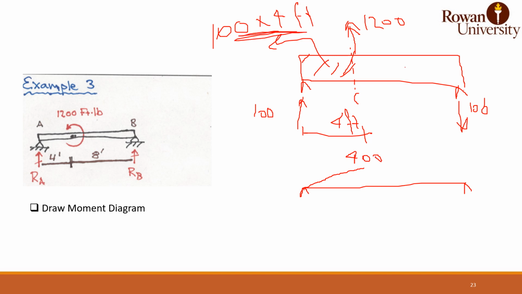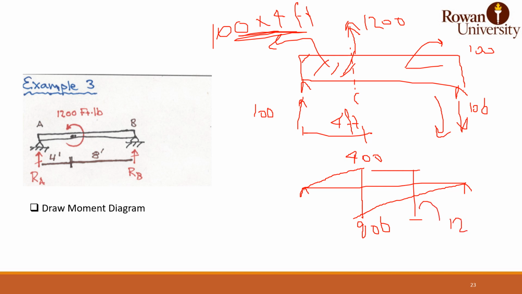You can also calculate the moment from the other side, and in this case, the moment will be clockwise. Clockwise is negative. So this will be 800, which is the area of this flat line or rectangle, which is 100 times 8. And you transition between the two with a 1200 drop, which is the external moment.